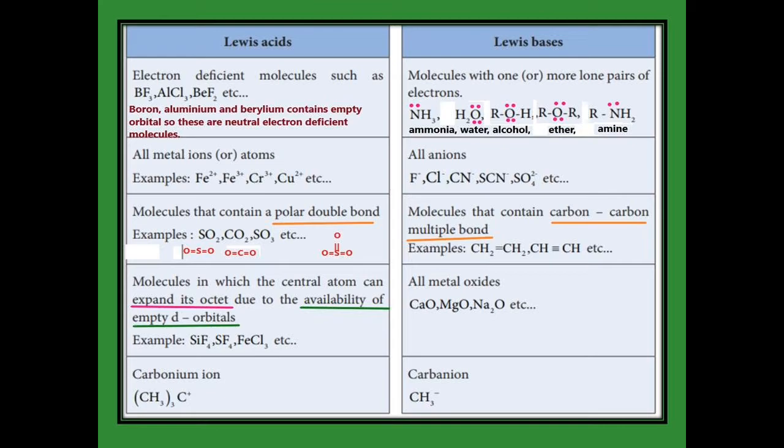The next one, molecules containing carbon multiple bonds, for example ethylene and acetylene. CH2 double bond CH2 is ethylene and CH triple bond CH is acetylene. They contain double and triple bonds, so they are Lewis bases. And next, molecules whose central atom expands its octet. What is the octet rule? Around the atom there are 8 electrons. But they exceed 8 electrons because they contain empty d orbitals and can accept more electrons, so they are called Lewis acids.